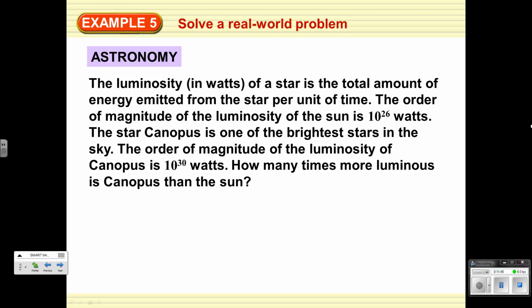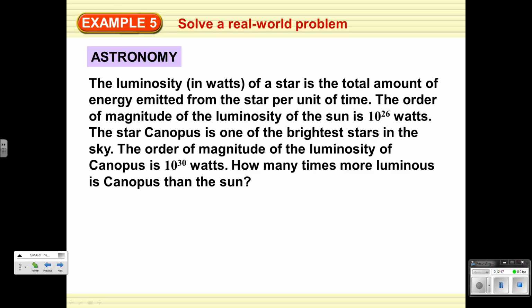All right, let's talk a little bit about this problem here. The luminosity in watts of a star is the total amount of energy emitted from the star per unit of time. Just going to point out that this first sentence doesn't even have any bearing on the problem. The order of magnitude of the luminosity, in other words how bright the star is, is 10 to the 26 watts. That's for the sun. I'm sorry, I said the star. The luminosity of the sun is 10 to the 26.